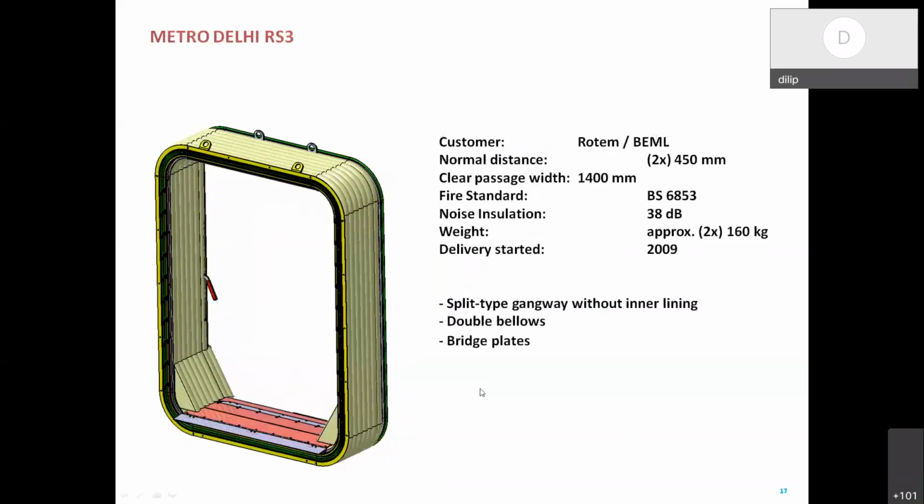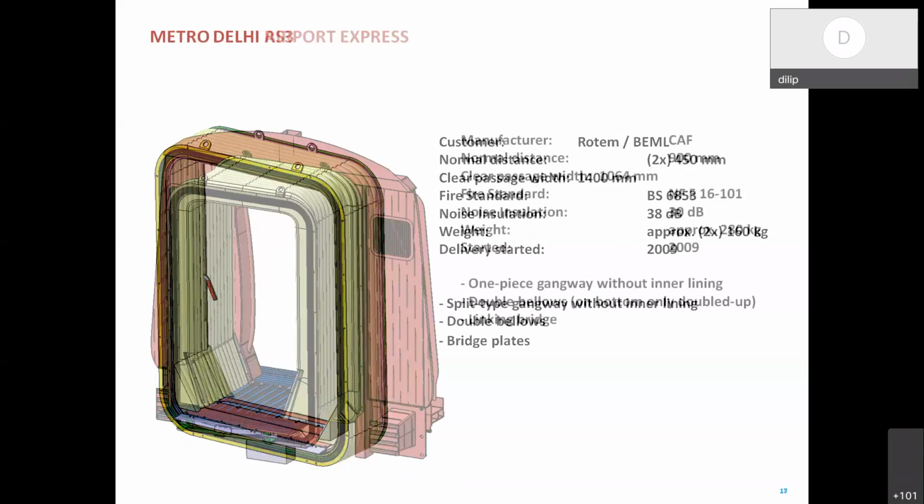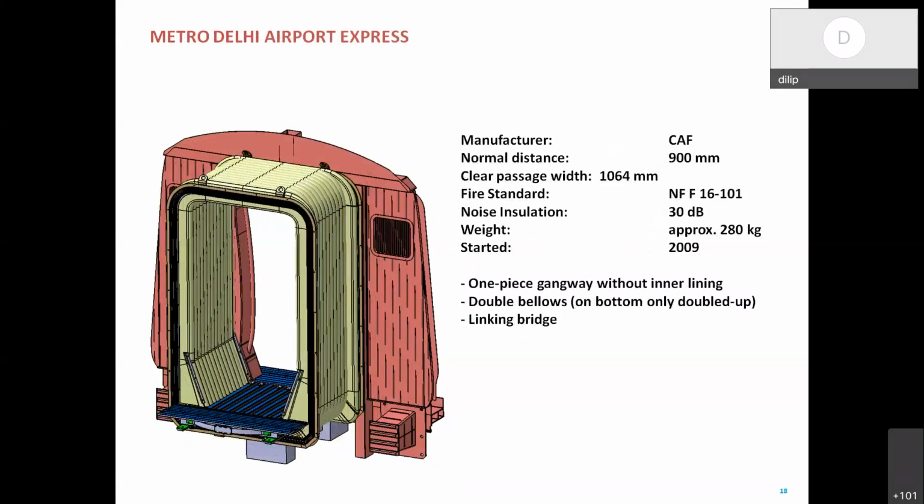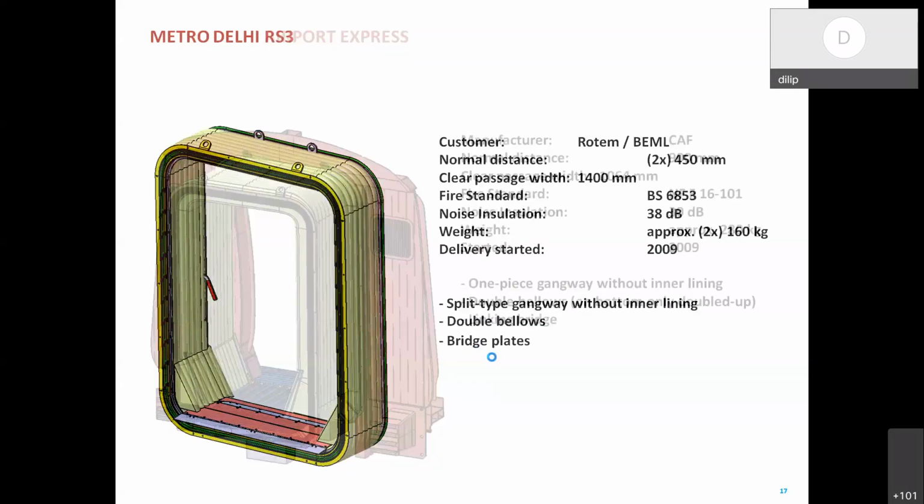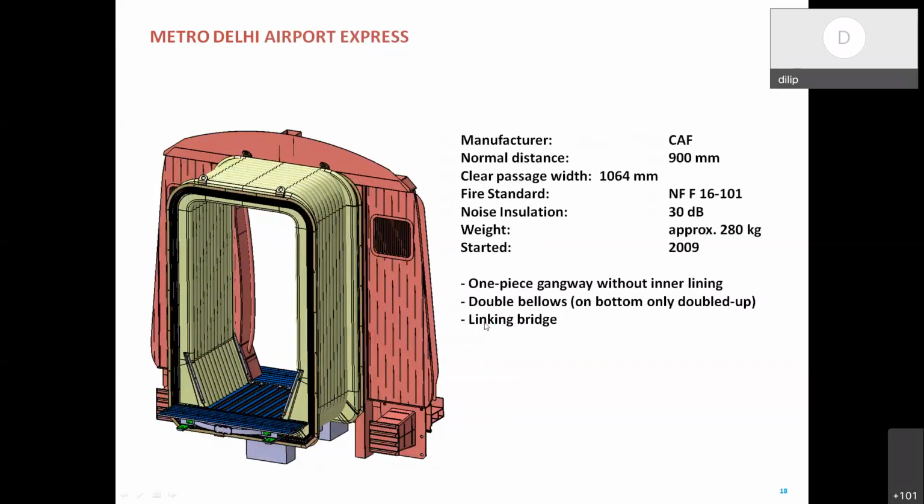Now coming to the Metro Delhi RS3 project, a similar gangway to what we have seen in the old one. And this is the Metro Delhi Airport Express. This is also a similar arrangement to the other gangway which I have shown. Here the linking bridge is there. If you see this line, this is written as linking bridge.